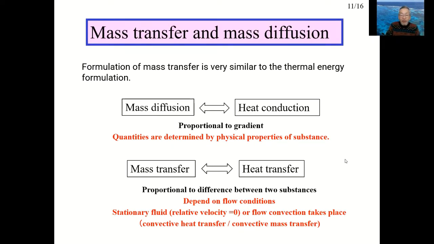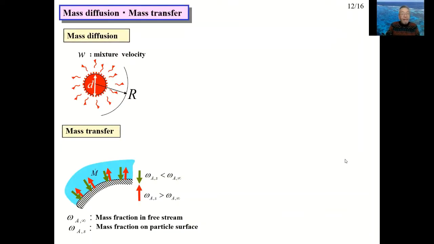Mass transfer is the transfer of substance crossing from one substance to another to make the density uniform. As in the case of heat transfer, the quantity of mass transfer is promoted by convection or dynamic motion of fluid. Mass diffusion is the movement of substance in the form of fluid from a high density zone to a low density zone to make its density uniform.